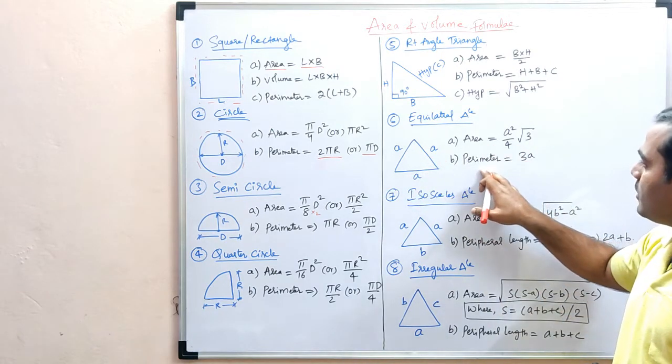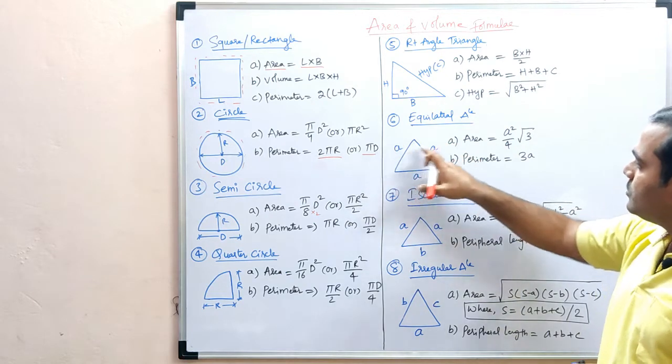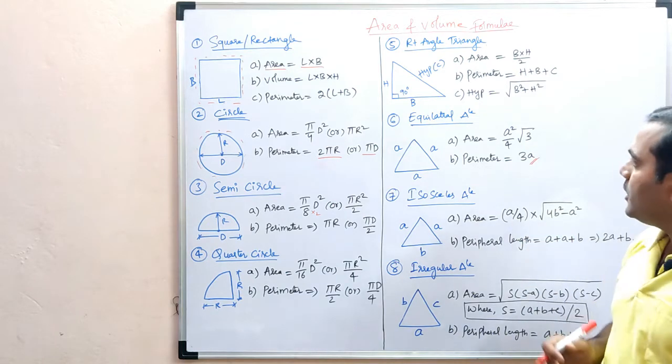Next one is perimeter. How to find the perimeter? This length plus this length plus this length. So it is nothing but 3a. So this is the formula for the equilateral triangle.